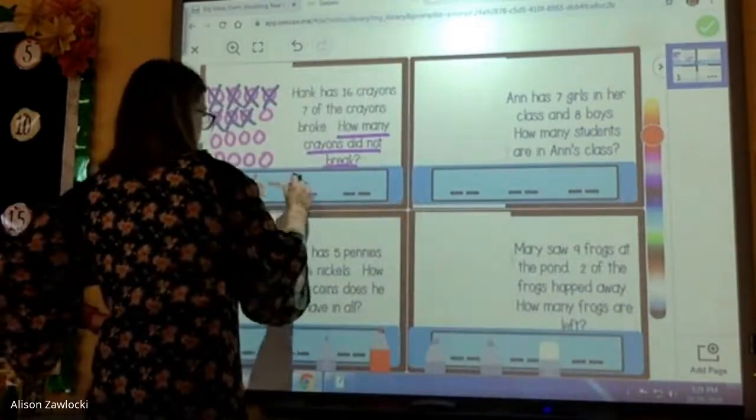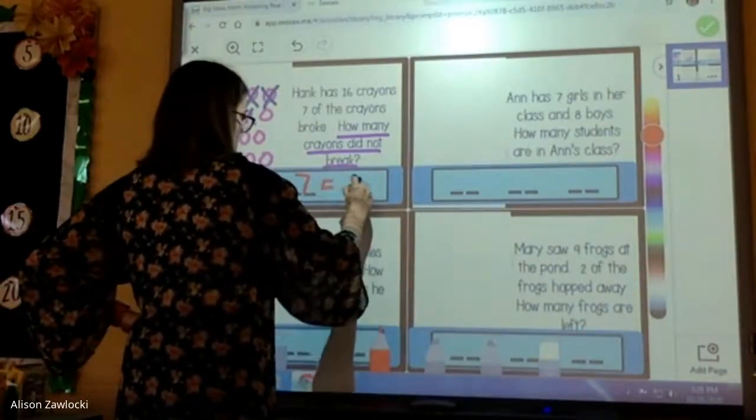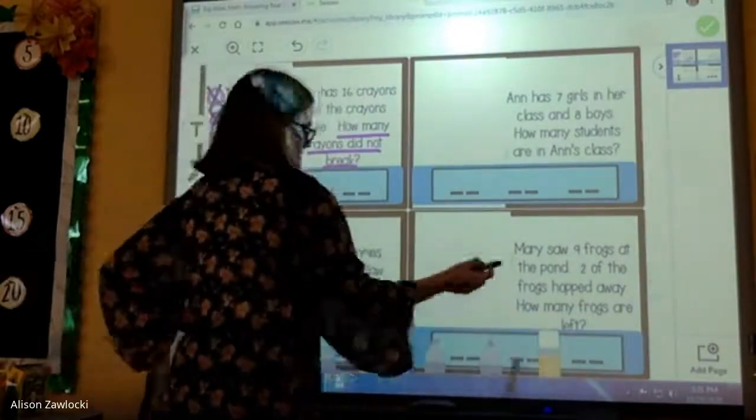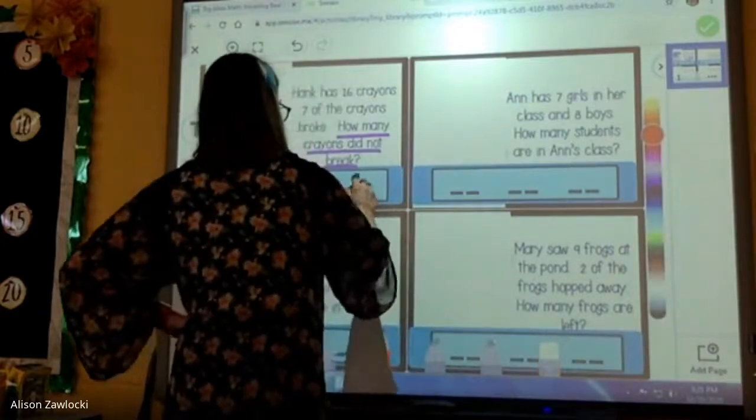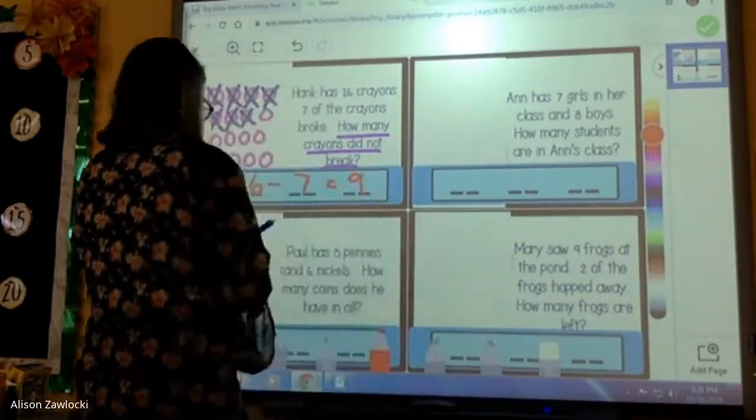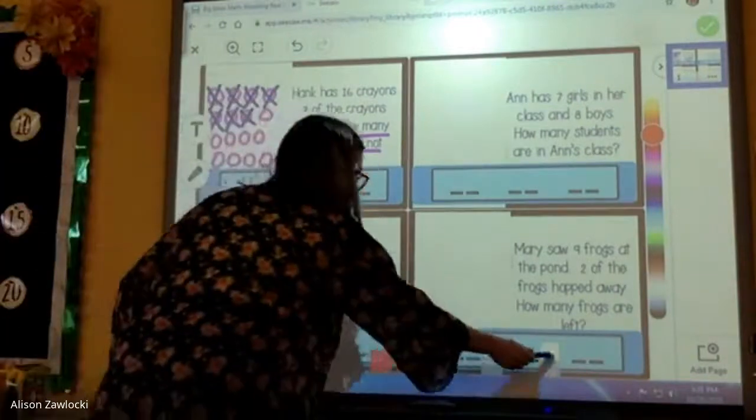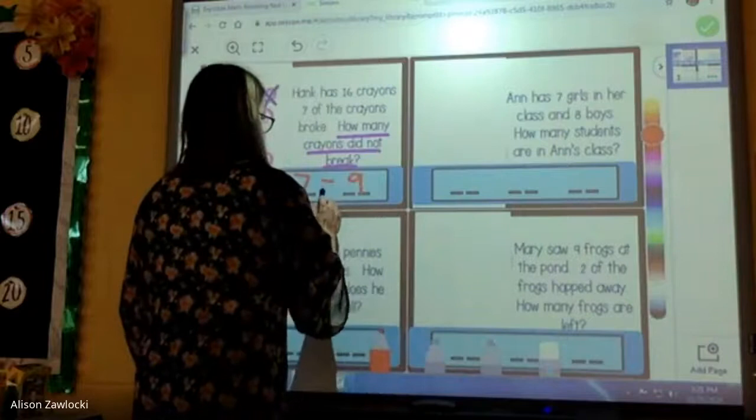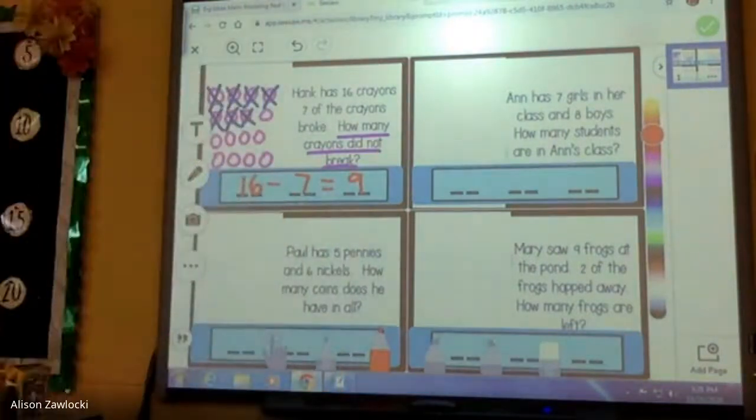So I am going to write 16 take away 7 equals 9. I would like you to write that on your paper as well. My equal sign is smushing together. Let's try that again. Equals. Very good. Okay, so 16 take away 7 equals 9. I want you to make sure you have that picture and that number sentence as well. Awesome. Thank you so much. So feel free to pause the video if you need to.